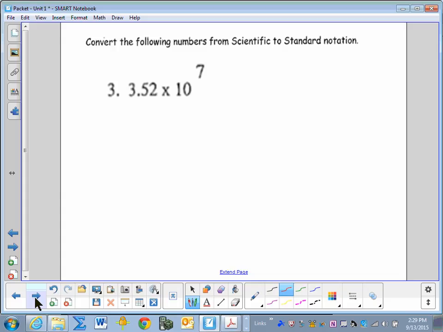Convert the following numbers from scientific to standard notation. 3.52 times 10 to the 7th. So again, our exponent tells us to move positive, or to the right, 7. So we're going to start at 3 and then add 7 spots. 1, 2, 3, 4, 5, 6, 7. So 3.52 times 10 to the 7th is 35,200,000.